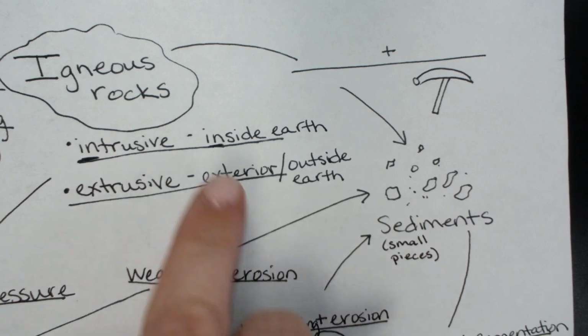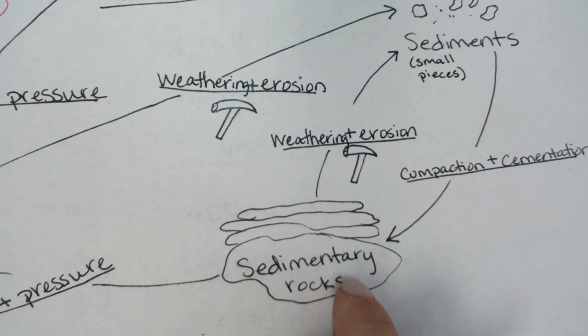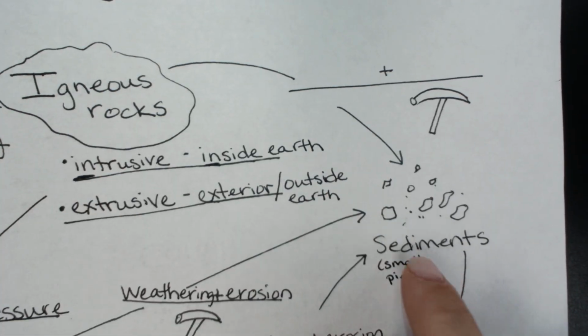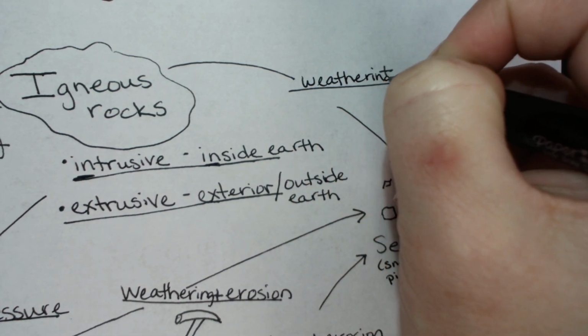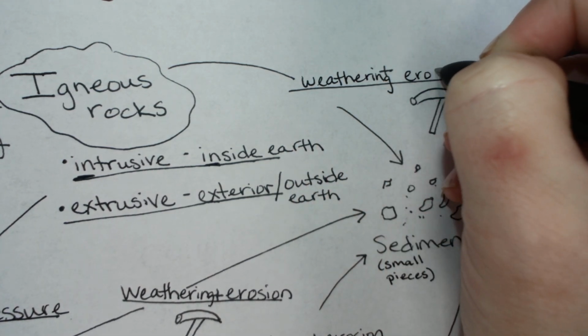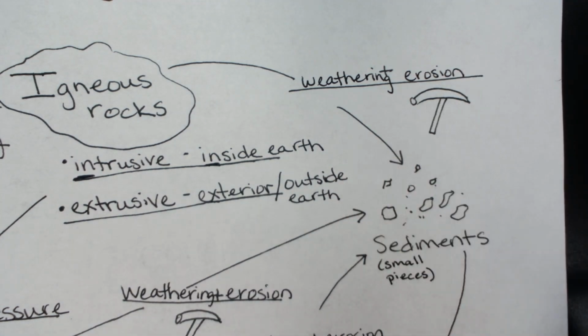Igneous, same thing. To go from an igneous rock to a sedimentary rock, you have to go from igneous to sediments. How do you go from igneous to sediments? You have to break that rock. Weathering and erosion.